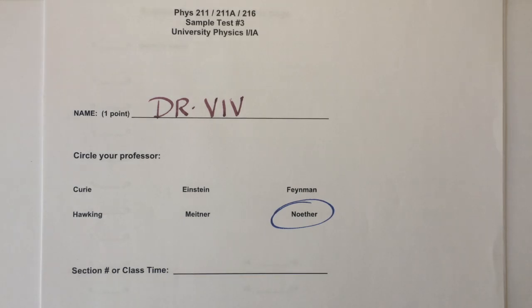So I'll be discussing the sample test number 3, which is already on the website, and I shall be doing this in 3 parts. The first for multiple choice, and the second part for the first 2 long problems, and the third part for the remaining 2 long problems.